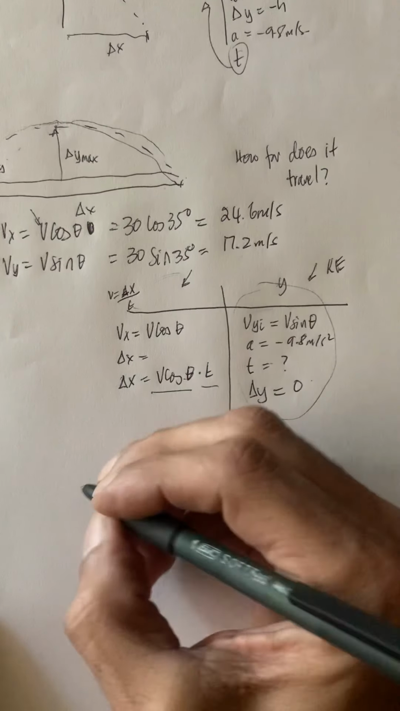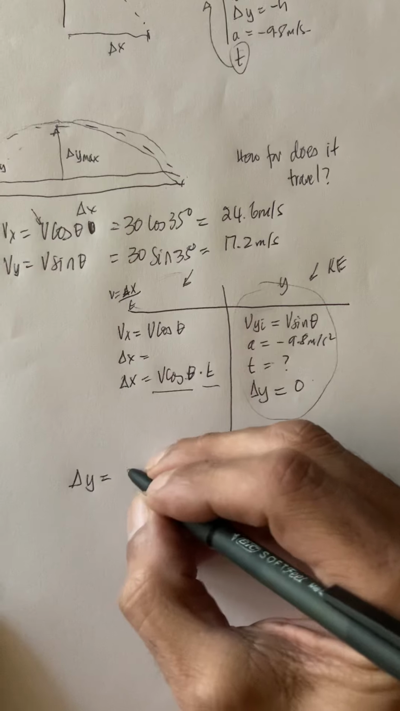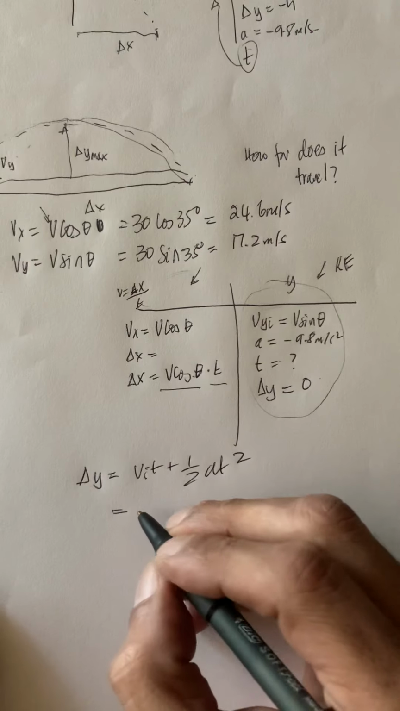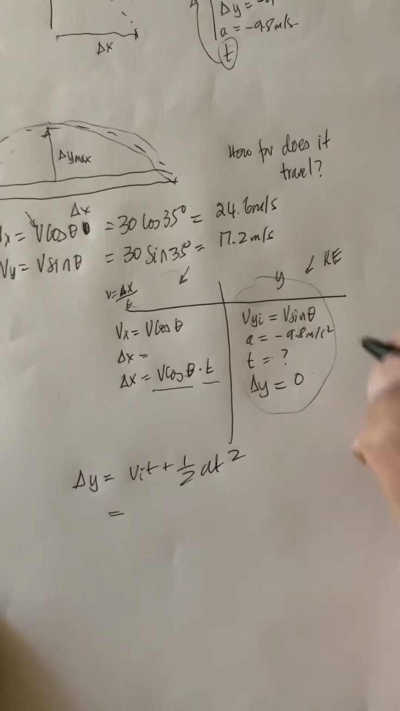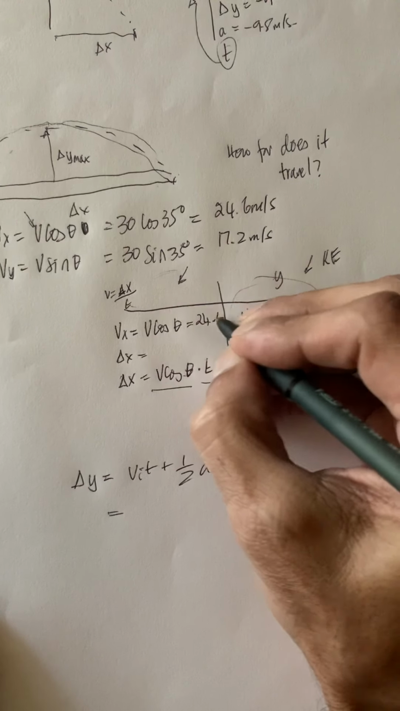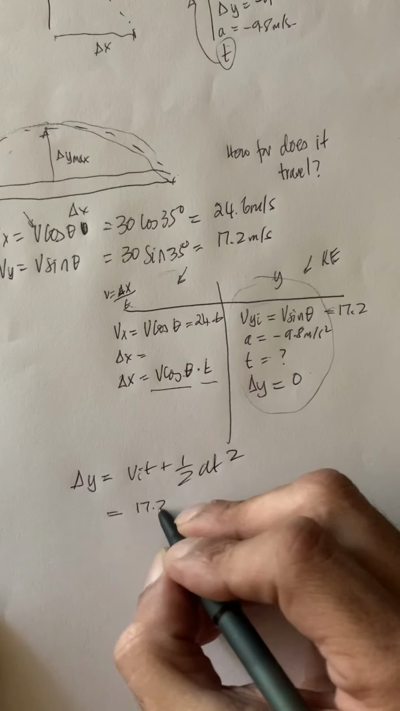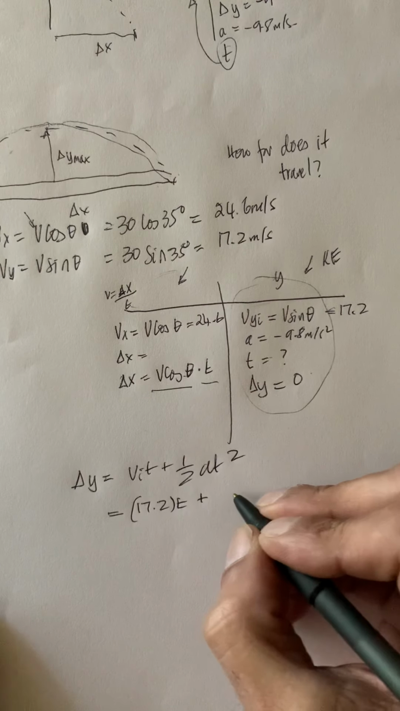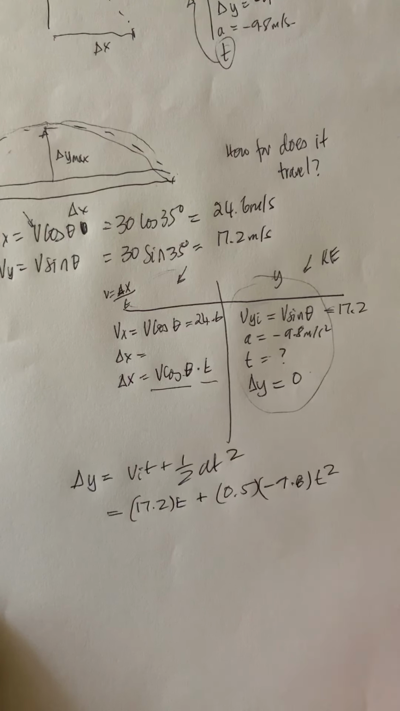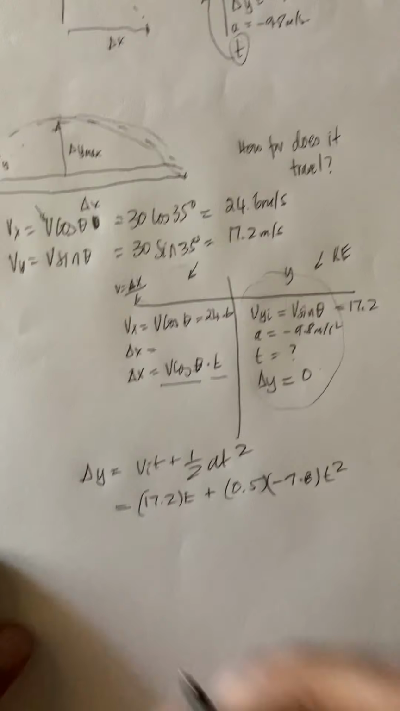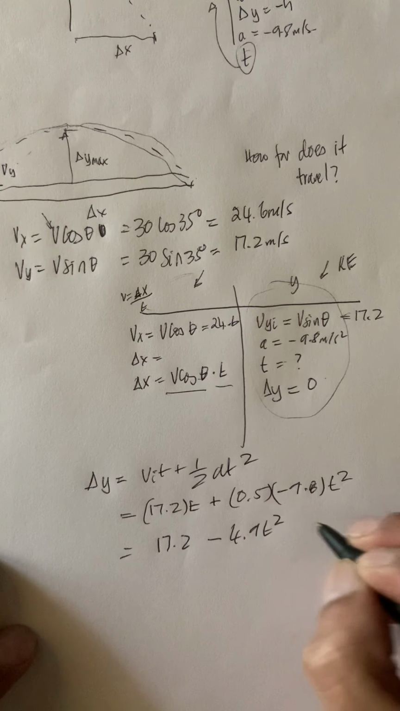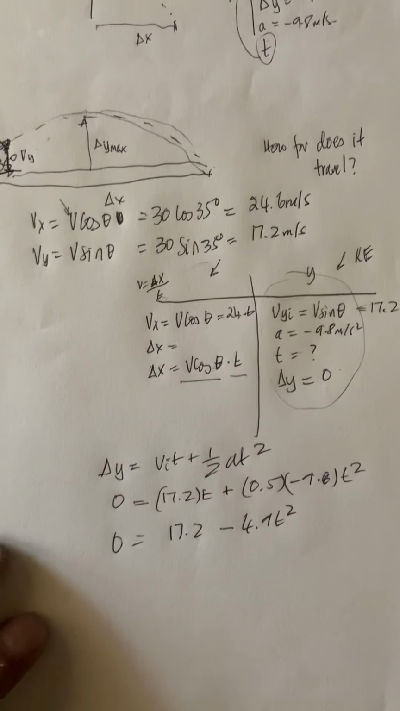So when I plug these all in, again, I'm using my simple equation, delta y equals v_i t plus 1/2 a t squared, which I'm going to rewrite as 17.2, that's 17.2, and that is 24.6. So 17.2 times t plus 0.5 times negative 9.8 times t squared. And really, I'm just going to simplify this real quick. 17.2 t minus 4.9 t squared, and that must equal 0.